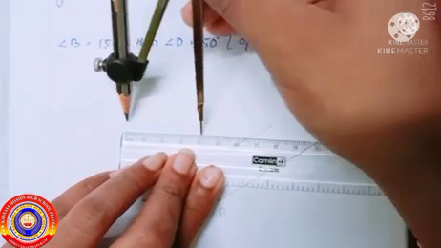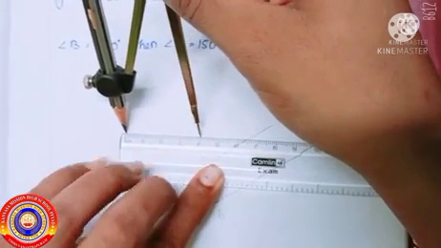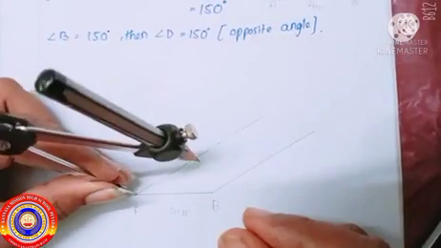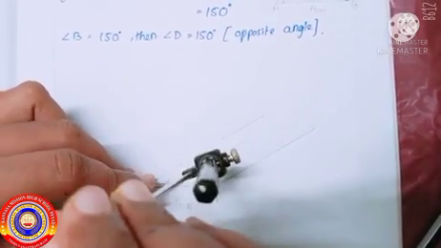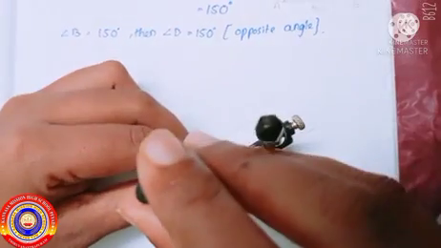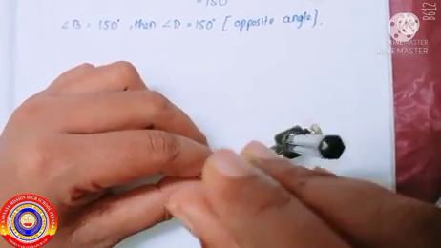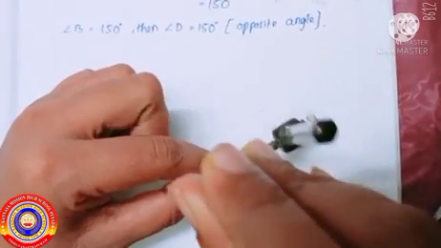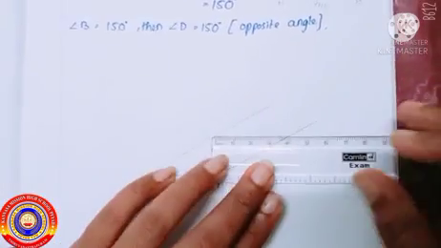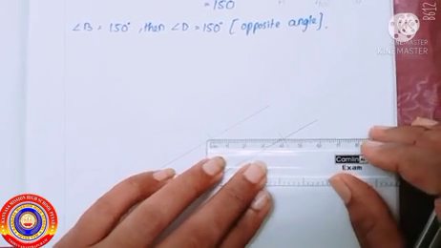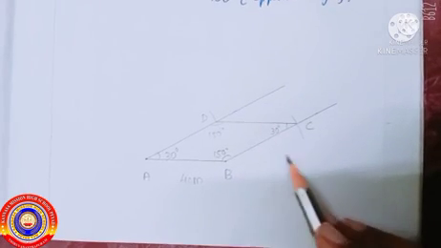Using a compass, measure 4 cm and place the compass at the point A and draw an arc on the line, and then place the compass at the point B and draw an arc. And join these 2 points. Now we got the required figure.